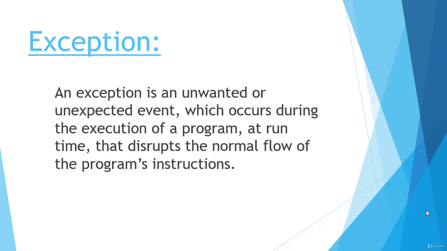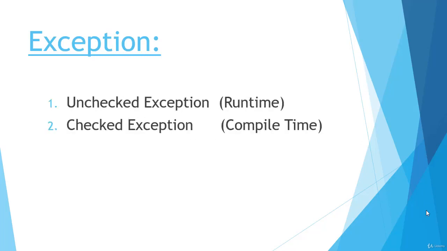Then we have to handle that. Whenever an exception occurs, we have to handle that exception. That's why we call it exception handling, because we are handling the exceptions that occur in our program. There are two types of exceptions in exception handling: first of all, unchecked exception and checked exception.